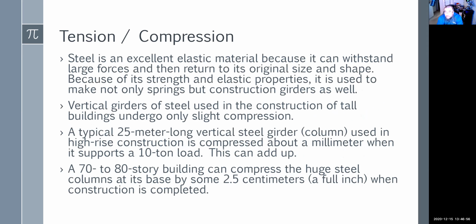We have vertical girders used in the construction of tall buildings, right? And they only undergo slight compression. They're just made to form up the outside of the building, right? Typical 25-meter long vertical steel girders used in high-rise construction are compressed only about 1 millimeter. And that's only when it supports a 10-ton load. Think about that. All those girders supporting those buildings, even under a 10-ton load, they only compress 1 millimeter. I can't even show that with my fingers.